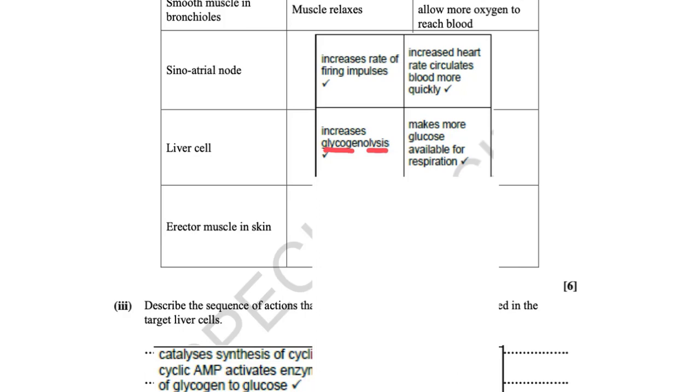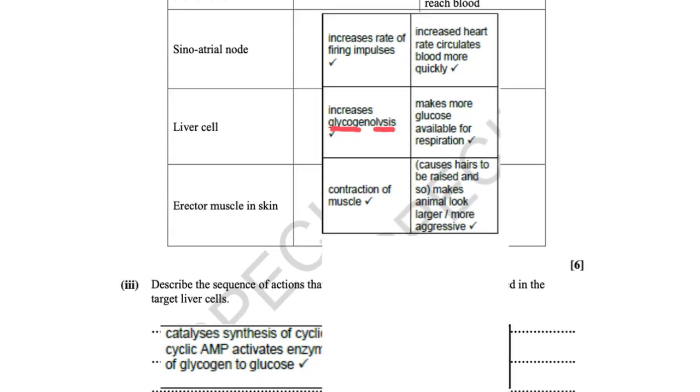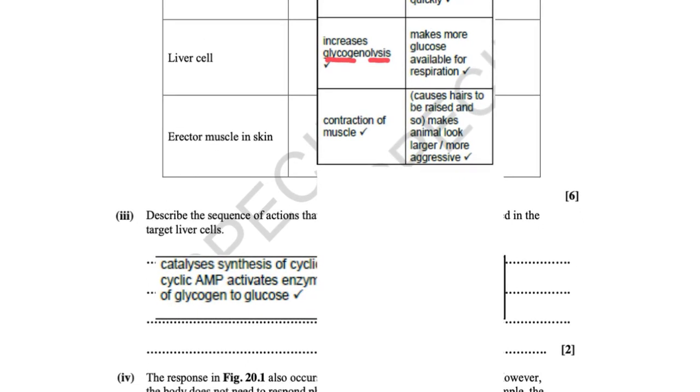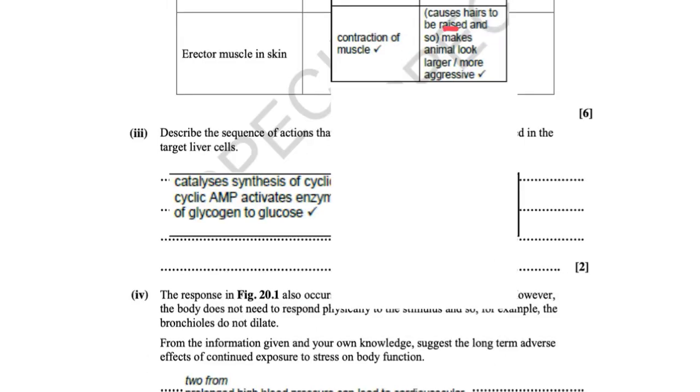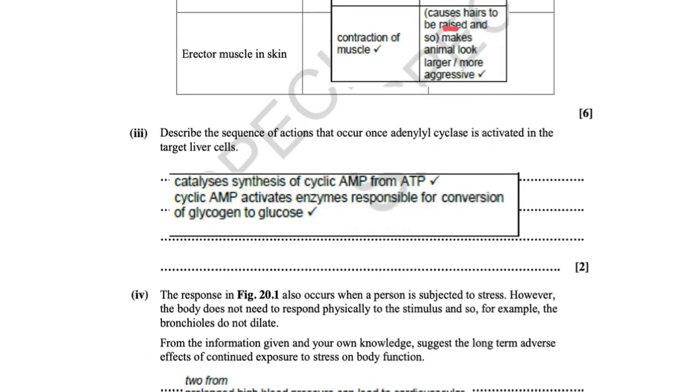And then the erectile muscles in the skin. As a result of the release of adrenaline, you're going to cause contraction of the erectile muscle, and the effect of that is going to raise the hairs and make you look larger and more aggressive. This is obviously a bigger effect in animals other than us, because it's not going to have a great deal of effect in us, but it is in plenty of other animals.